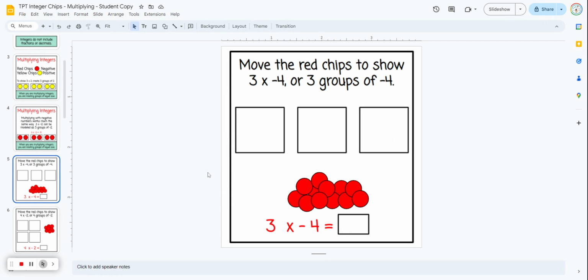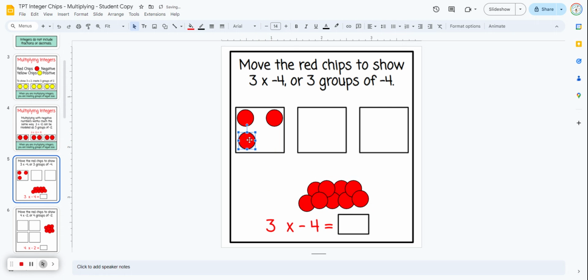So the first slide the students are going to work on, they're going to show 3 times negative 4, or 3 groups of negative 4. So in order to move the chips, they just click and hold on the chip and then move it into place. So you want 3 groups that show negative 4. That means 4 red chips in each group. So they're just going to move all of these chips into place to show that they have 3 groups of negative 4.